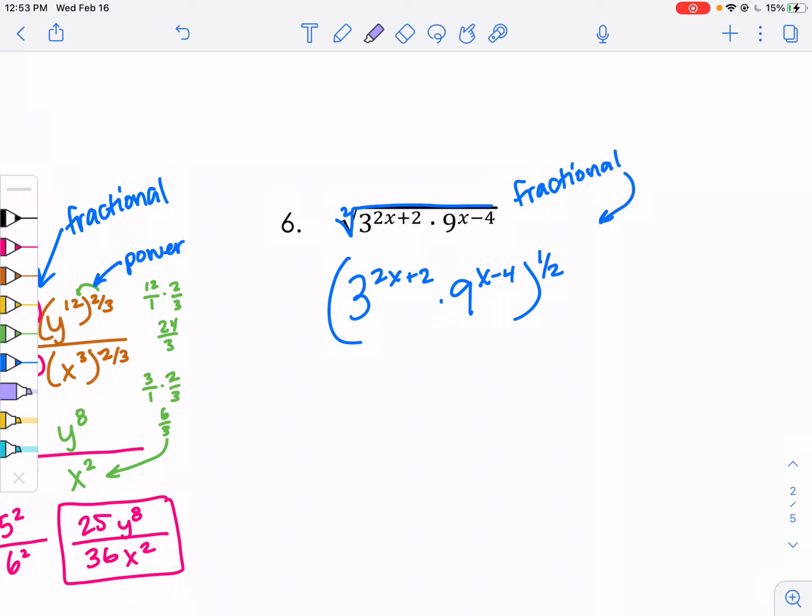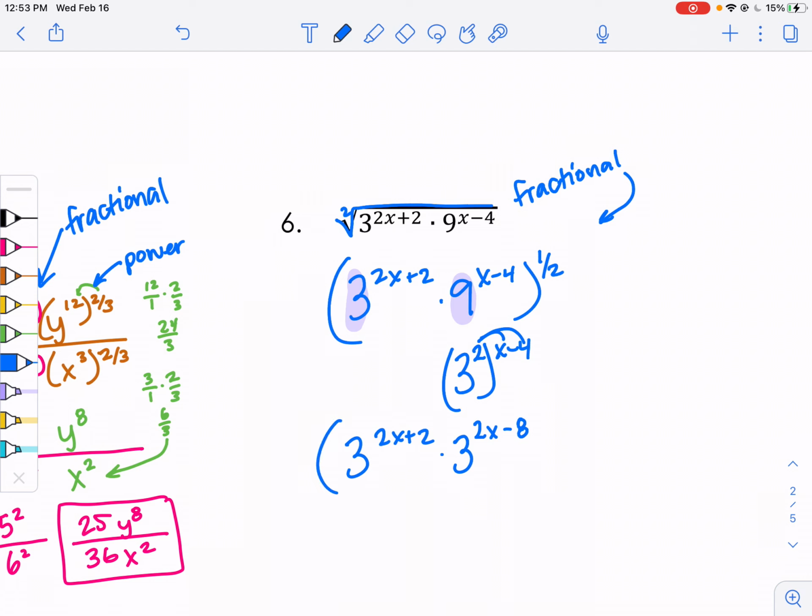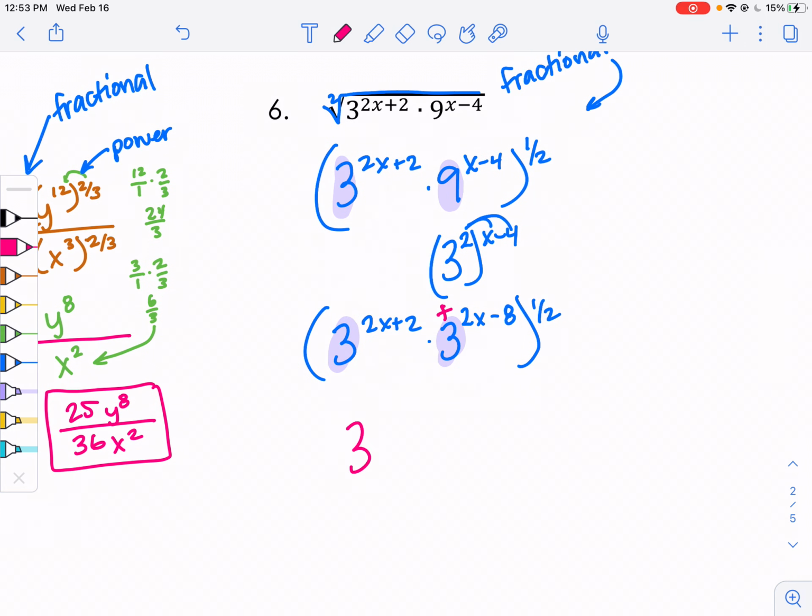I need the base to be the same. I see 3 and 9. So I'm going to go ahead and change 9 into 3 squared with the x minus 4. Distribute this in with the power rule. So 3 to the 2x minus 8 times 3 to the 2x plus 2. Remember, this is still all 1/2. I'm going to go ahead and combine these. Now that they have the same base, I know that we can add the exponents. So I get 3 to the 4x minus 6. It's still half.